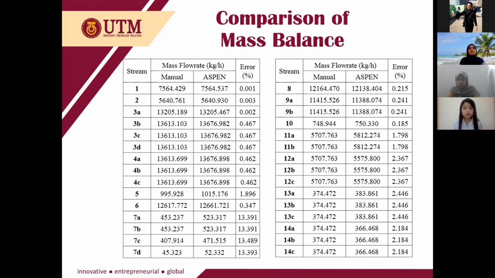The smaller percentage errors for the rest of the streams are due to the use of different numerical values such as molecular weight with varying decimal places and significant figures. Since the percentage errors for all of the streams are less than 15%, we conclude that the manual calculation steps and the assumptions made for mass balance are acceptable.